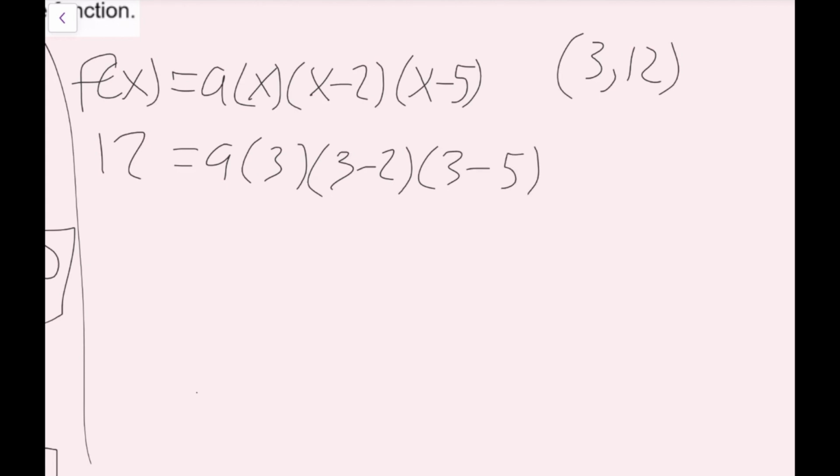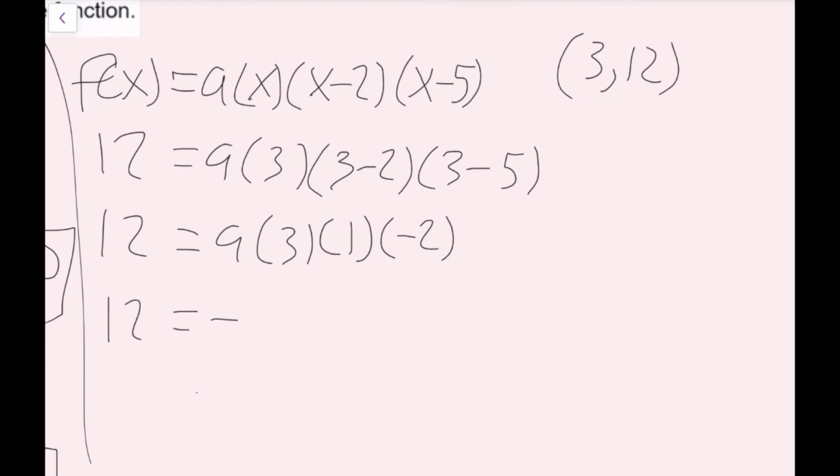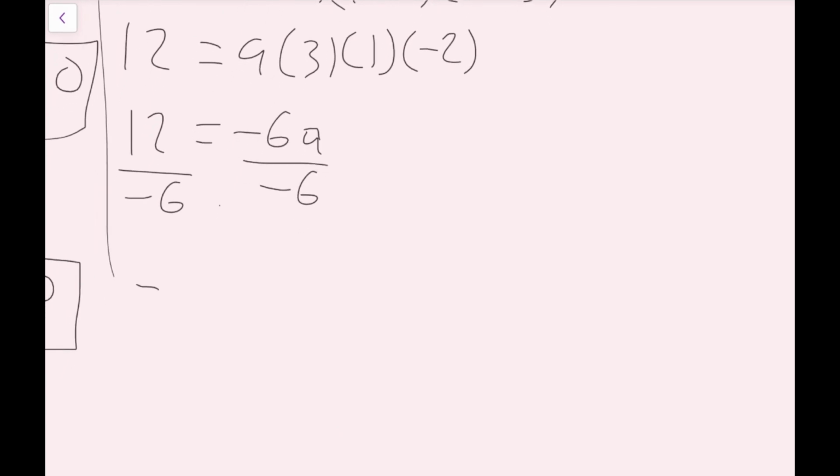And this simplifies to 12 equals a times 3. 3 minus 2 is 1. And then 3 minus 5 is negative 2. So I get 3 times 1 is 3, and then times negative 2 is negative 6. So I get 12 equals negative 6a. And then I divide by negative 6 on both sides. And I get negative 2 is equal to a.